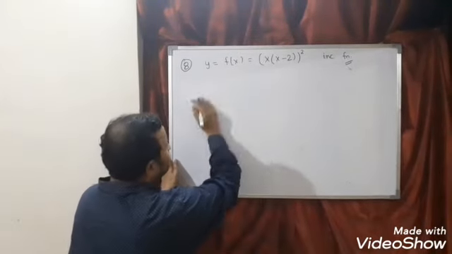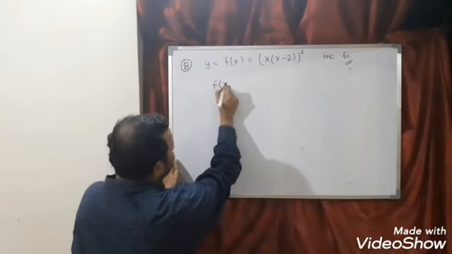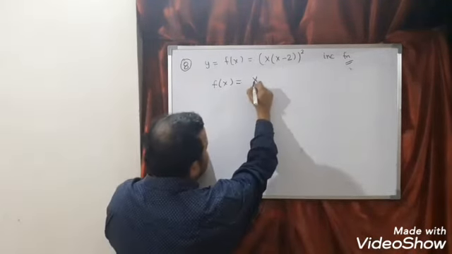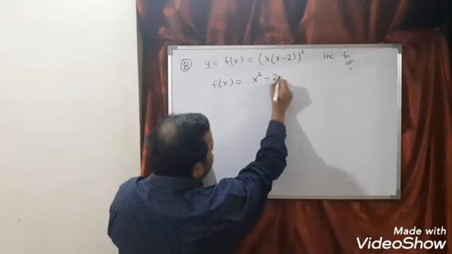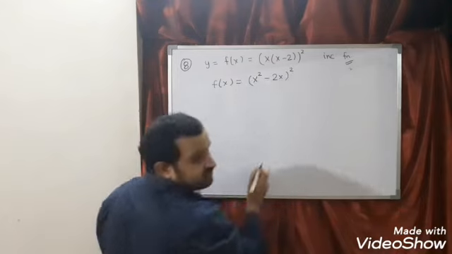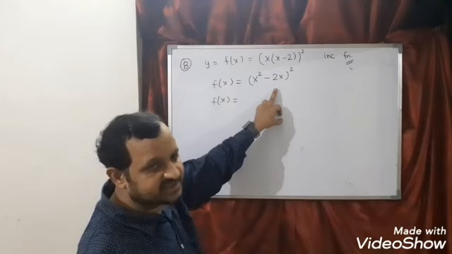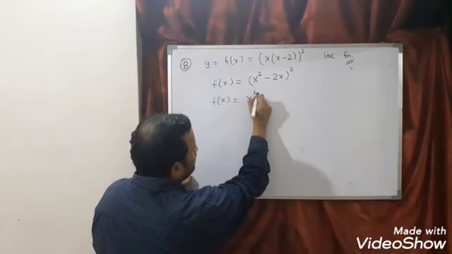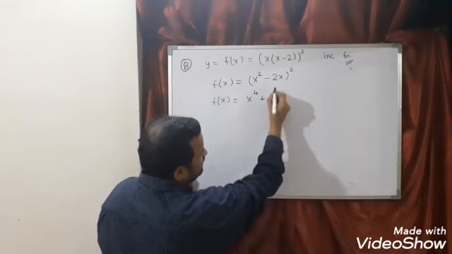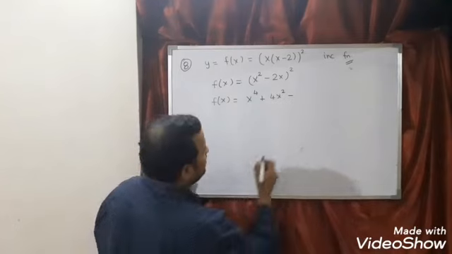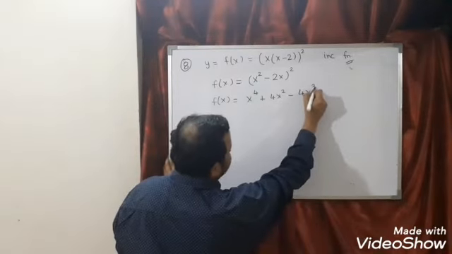Now again very simple, apply the working steps. So f of x is given. We can write f of x is equal to, let us multiply x into x, it is x square minus 2x, whole square. Or I can say f of x is equal to a minus b whole square, expand, so x to the power 4 plus 4x square minus 2ab, so minus 4x cube.